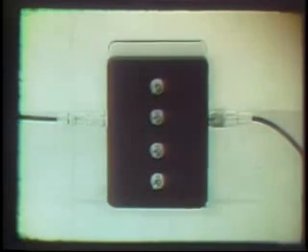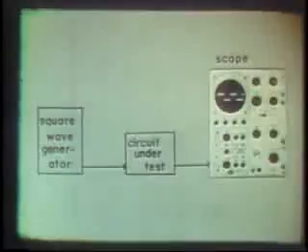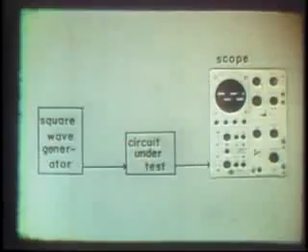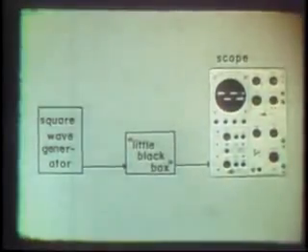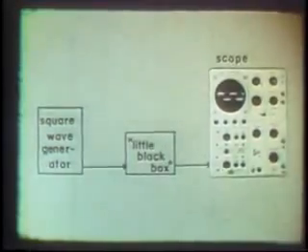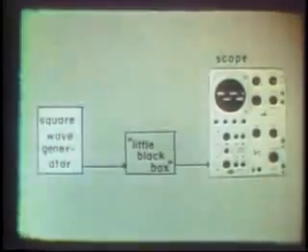Let's take some examples. This little black box will represent an electronic circuit which we want to test. It might be an amplifier. It might be an attenuator. At any rate, for the purposes of demonstration, we have designed this box so that we can introduce various nonlinearities to the square wave as it passes through. An oscilloscope will show the distortions we might expect to see on a square wave.